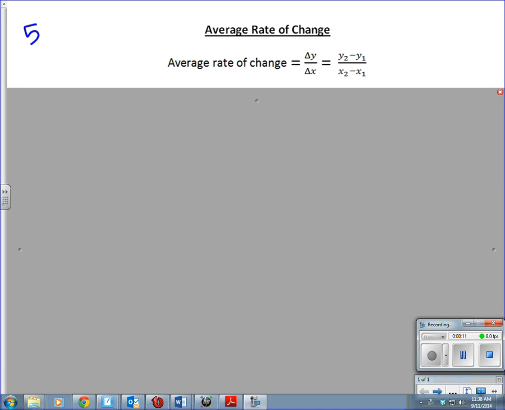Okay, so let me explain what this symbol means. That is a triangle. So this symbol you call delta. That's the name of that math symbol, okay? And it means change.